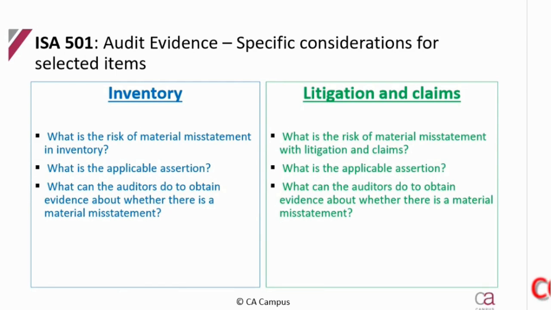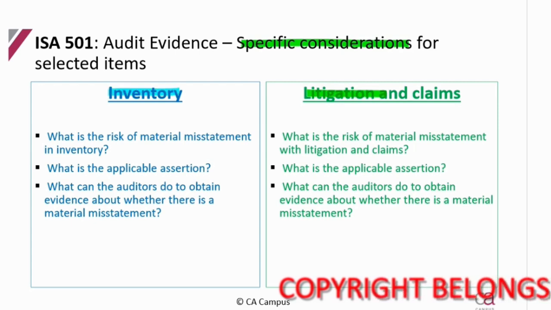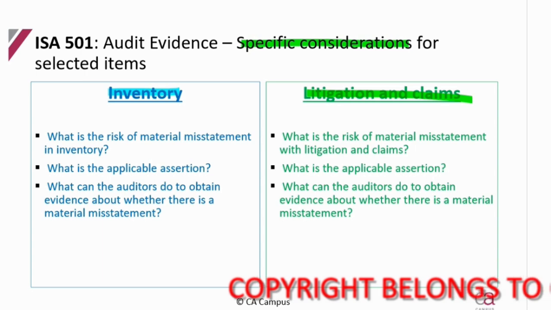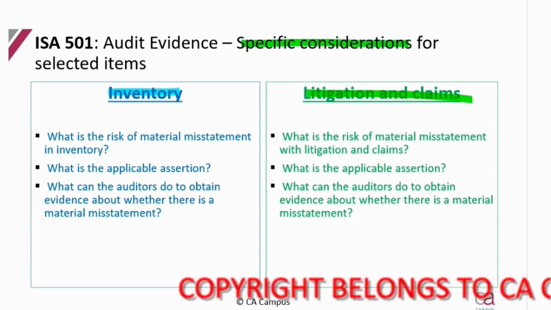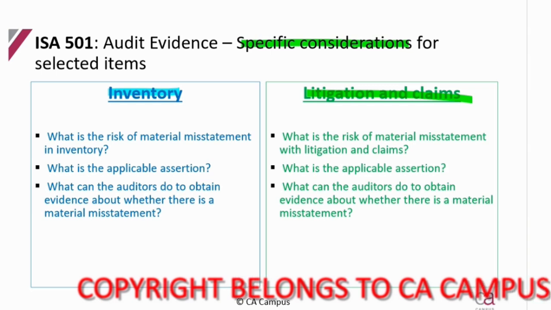ISA 501, audit evidence for specific considerations, selected items. I'm only going to touch on the inventory, guys, and on the litigations and claims. It also deals with segment reporting. Okay, so if you're required to do that in terms of your groups.